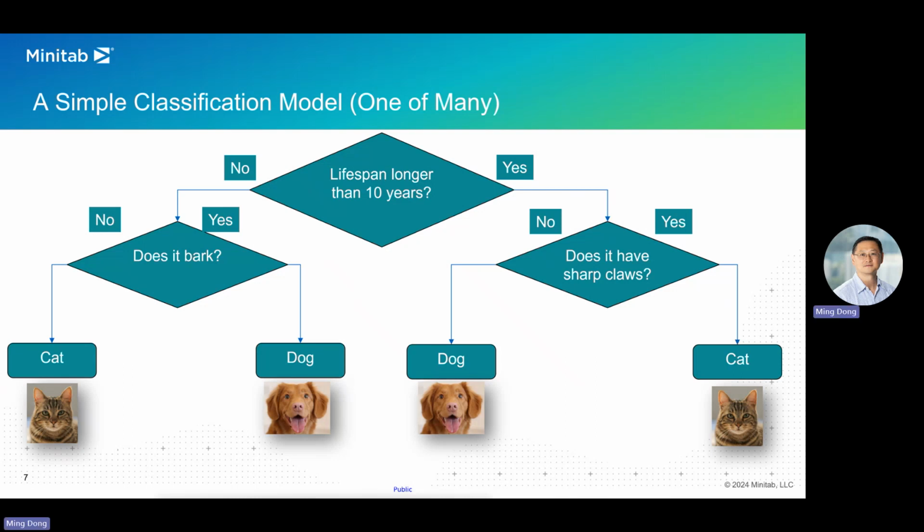If the lifespan is more than 10 years, which is on the right-hand side, we're going to check, does it have sharp claws? If yes, we say it's a cat. If no, it's a dog. So it's a simple algorithm, like a binary decision tree, to classify dogs and cats.